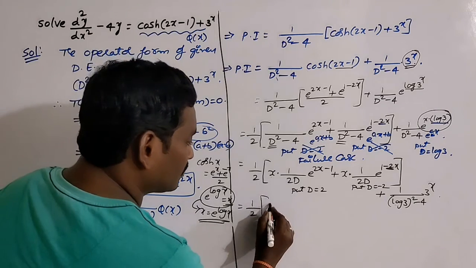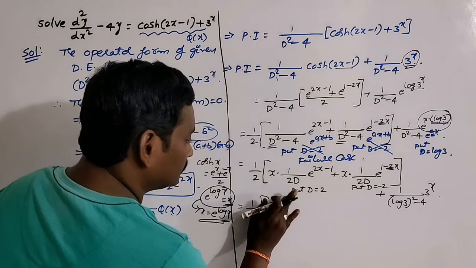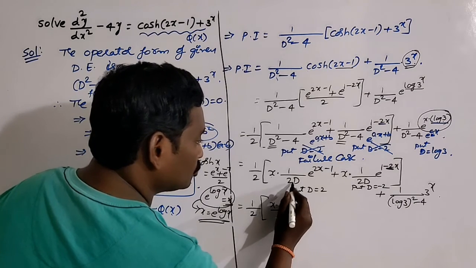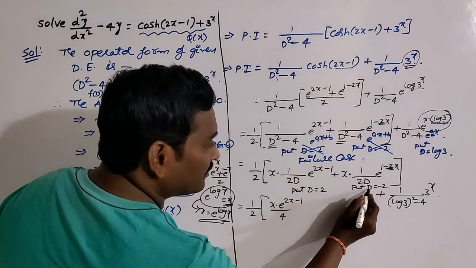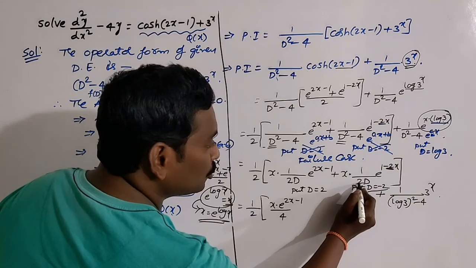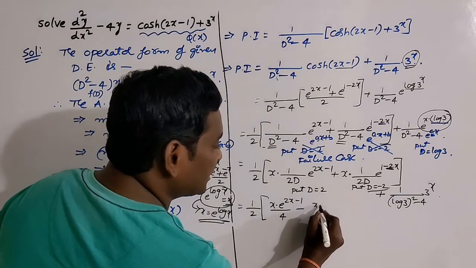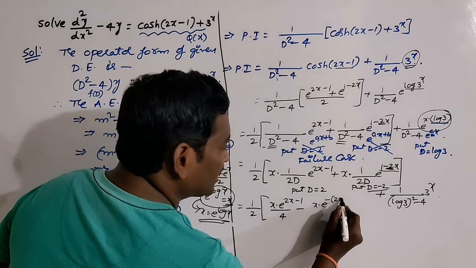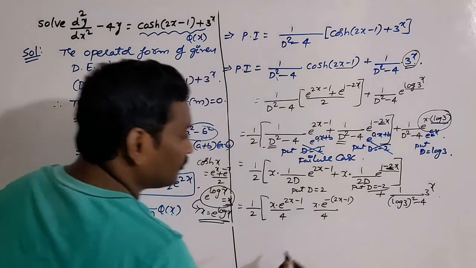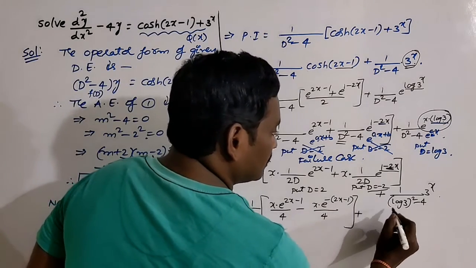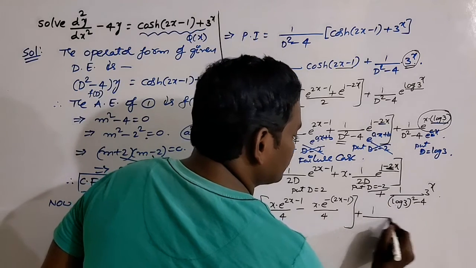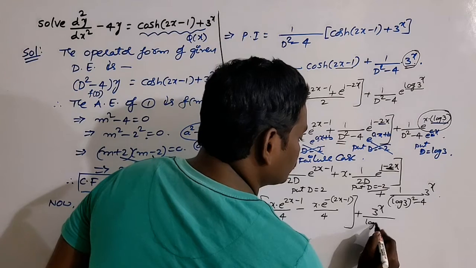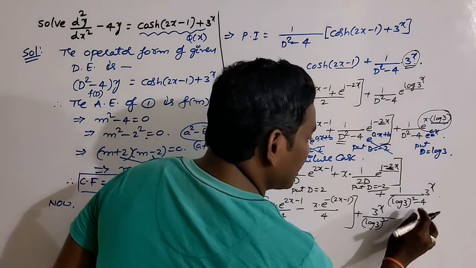So 2 2s are 4. So x into e power 2x minus 1 by 2 2s are 4. Here I am replacing d is equal to minus 2. 2 into minus 2 is minus 4. So you will get x into e power 1 minus 2x as minus of e power 2x minus 1 by 4. Plus I will write the last term as usual: 1 by 1 into e power 3 power x, 3 power x by log 3. Simplification for the last part is completed.